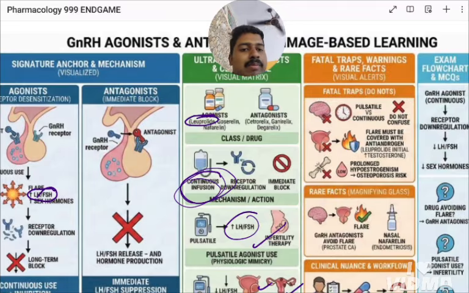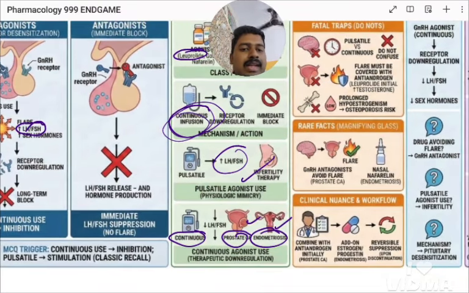Next, prolonged hypoestrogenism, osteoporosis risk also occurs, because when we are giving a prolonged GnRH agonist, FSH will decrease. FSH decrease causes decreased estrogen. As a result of which there is risk of osteoporosis.